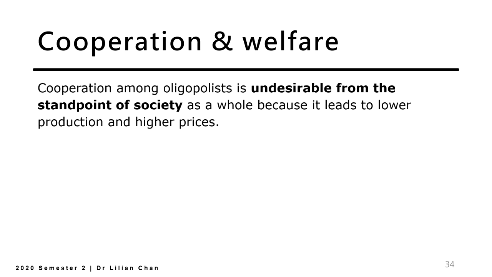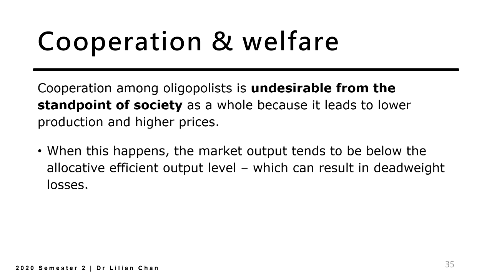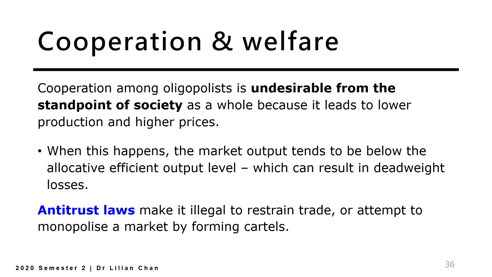I shall continue for a bit here about cooperation and social welfare. Cooperation among oligopolists is undesirable from the standpoint of society as a whole because it leads to lower production and higher prices. When this happens, the market output tends to be below the allocative efficient output level, which can result in deadweight losses. Antitrust laws make it illegal to restrain trade or attempt to monopolize a market by forming cartels.